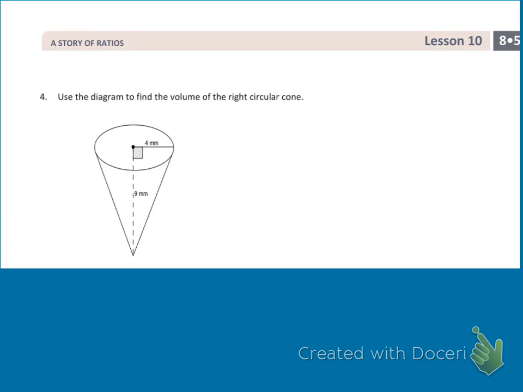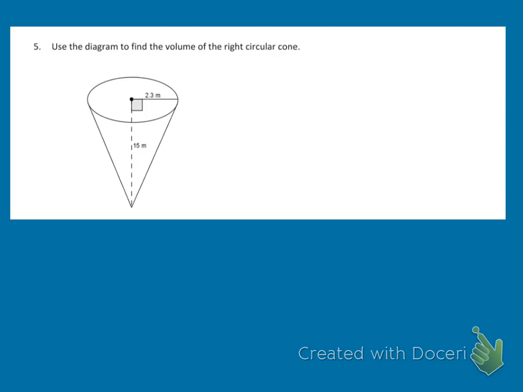Okay, so here we have a right circular cone, and you can use the diagram and find the volume of this cone using the formula that we just developed. And you can also work on problem 5. So do both 4 and 5. Go ahead and pause it now and work on those, and then come back and check your work.